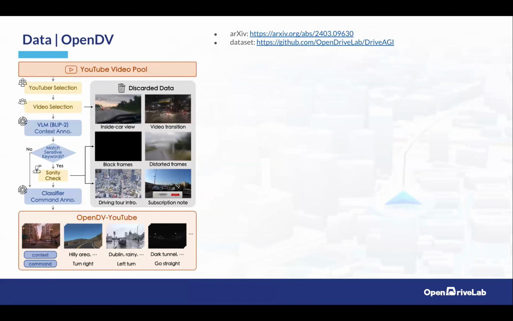To build this data, we first manually screened all YouTubers with very high quality driving videos, and we selected and annotated those videos. We discarded low quality data, such as distorted frames and black frames, as well as driving instructions at the beginning of videos and separation notes at the end. At the end, we wanted to add annotations, especially linguistic descriptions of the videos.